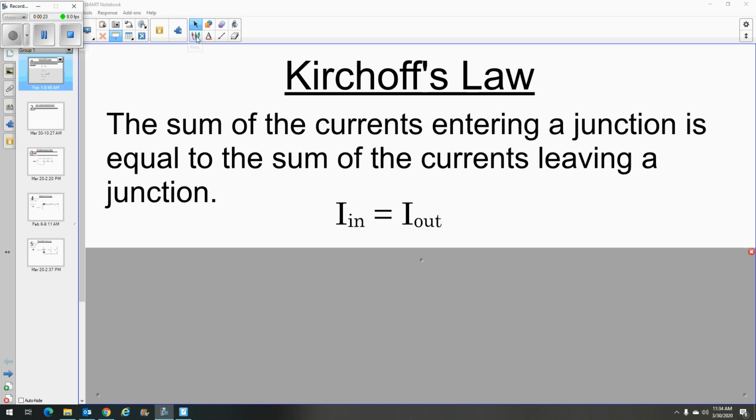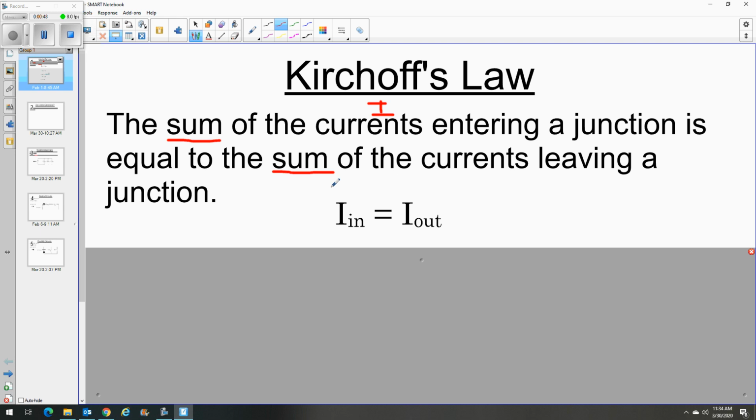A junction is any place that wires come together. So his law simply says, if you add up all the current entering the junction, meaning the sum of the currents, that's capital I, entering a junction has to equal the sum of the currents leaving the junction. So if you add up all the currents flowing in, it must equal all the current flowing out.